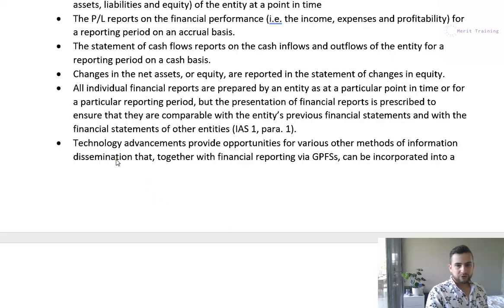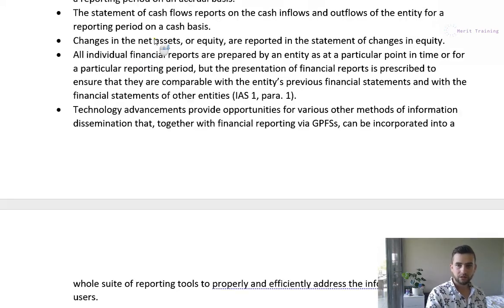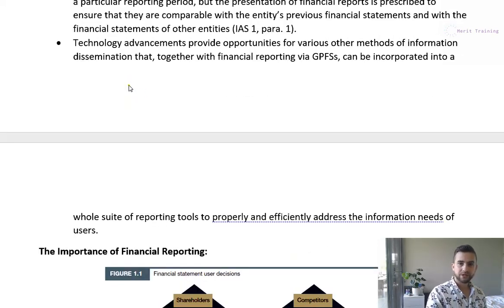So all individual financial reports are prepared by an entity at a particular point in time. For example, it might be at the end of the financial year, for example, 30 June 2020, and that'll reflect the past 12 months. So that's different from management accounting, for example, which might be more regular. For example, it might be a monthly report. And they're prescribed to ensure that they're comparable with the entity's previous financial statements. So you generally have a prior year or 2 prior year comparators. So for example, in the P&L, you'll have this year, last year, the year before that. For example, you might have this year and last year.